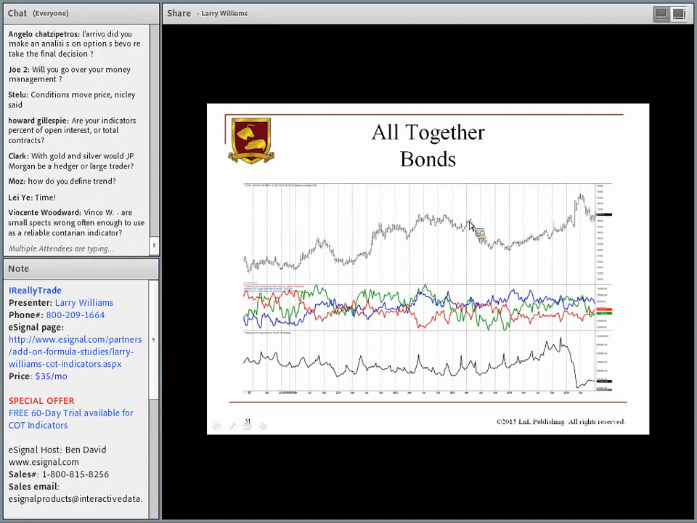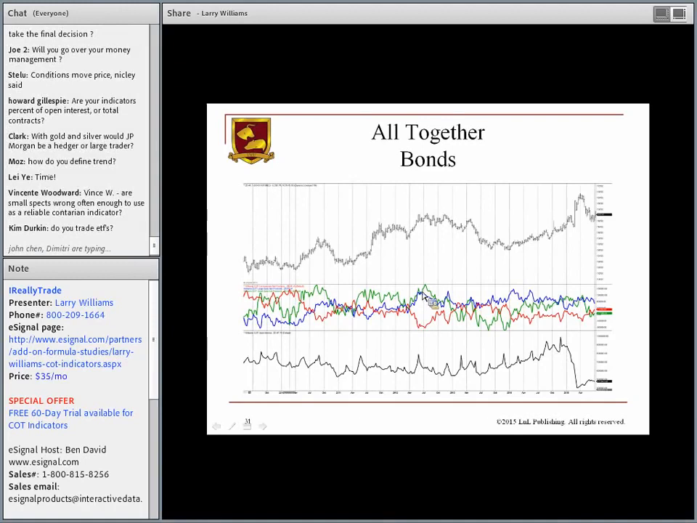Look at this stuff. Here's the commercials, red line. They're way short. The small traders are way long. The blue line, the fund managers, they've been buying a lot. There's no wonder the market comes down. And when does the market bottom? Oh, look at this. The small traders are really negative on the market. The commercials have been buying and the market bottoms.